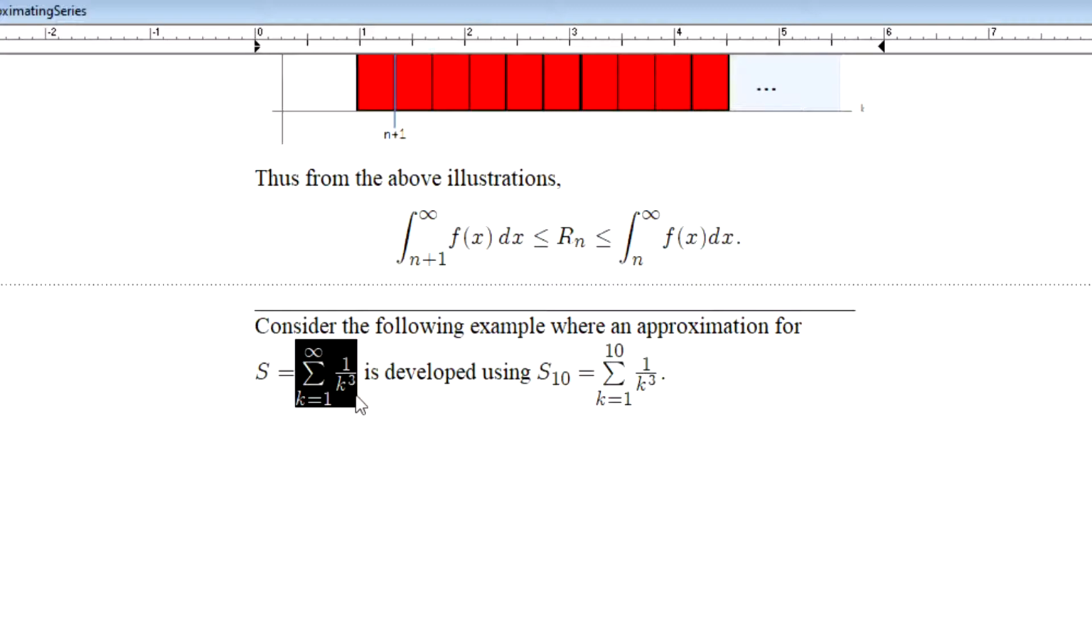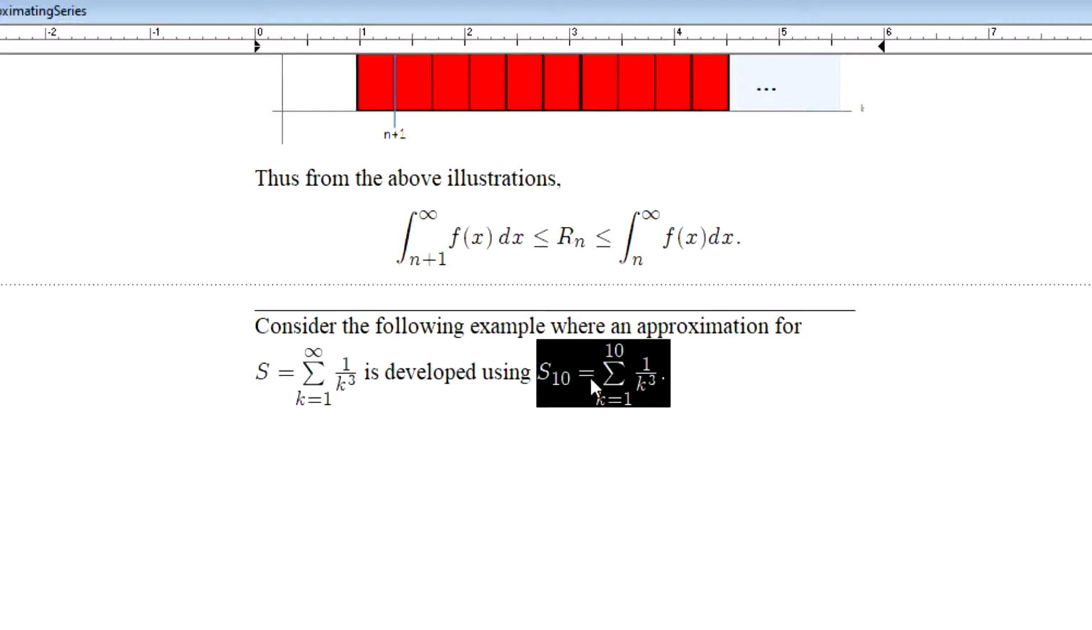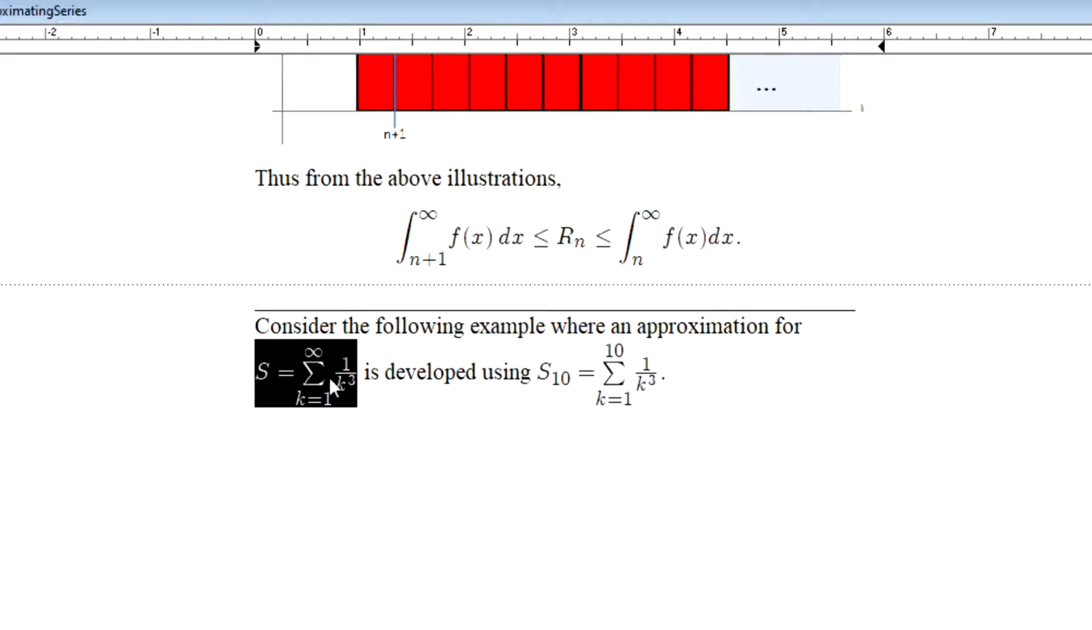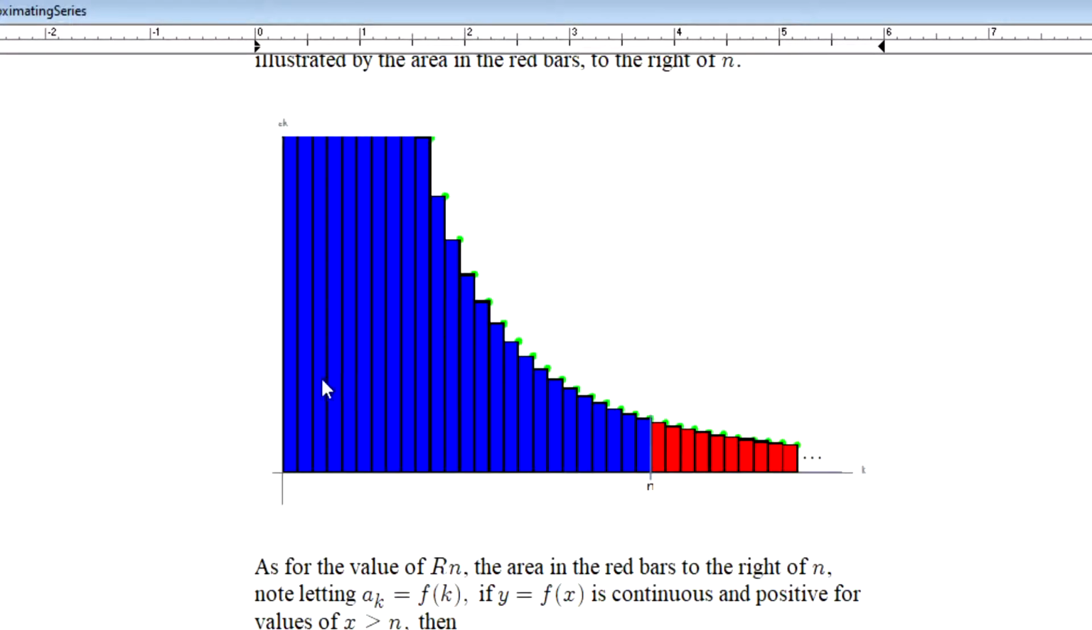And let's consider developing an approximation for that convergent p series using the first 10 terms, well, I should be careful there, the 10th term in the sequence of partial sums. Let's add up through the first 10 terms of this infinite series and consider using them to approximate this series. All right? Let's consider a situation above that where we have 10 blue bars to begin approximating the value of S. All right?